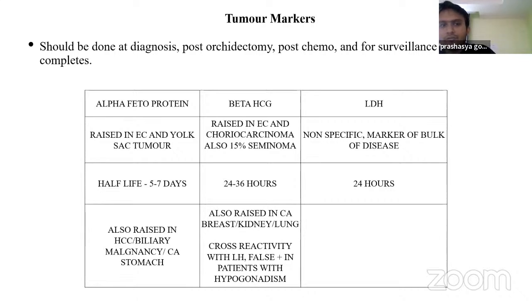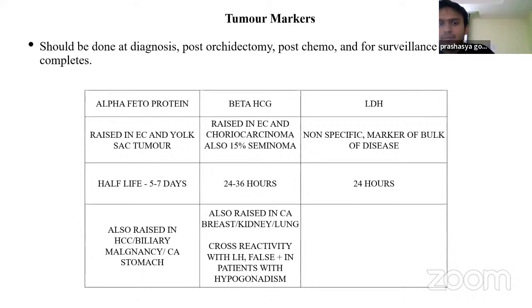They have a half-life of 24 to 36 hours. They are also raised in carcinoma of the breast, kidney, or lung. Beta HCG can cross-react with luteinizing hormone, and there can be a false positive. This can result in a false positive in patients with hypogonadism.